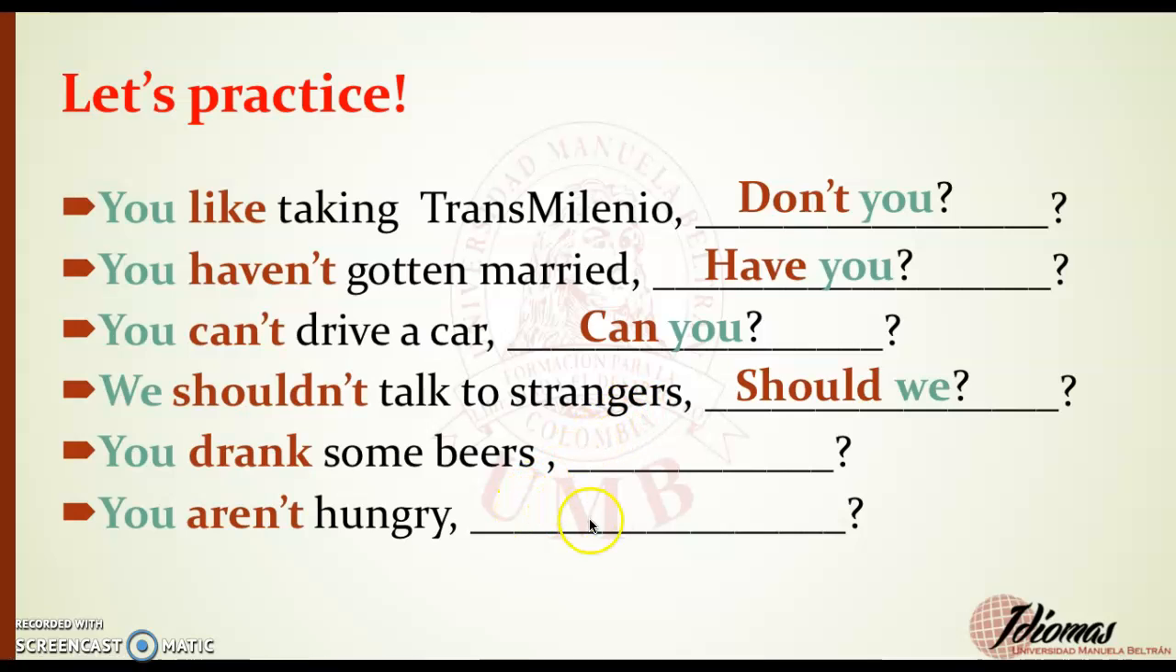"You drank some beers." Didn't you? Why didn't? Do you remember that drank is the past of drink? Okay, what is the auxiliary that corresponds to simple past? Didn't or did. And finally, "You aren't hungry, aren't you?" Is it okay or is it incorrect? Okay. I hope you have identified that this is incorrect. Why is it incorrect? Because it's not possible to have two negatives. So what could be the correct one? "You aren't hungry, are you?"